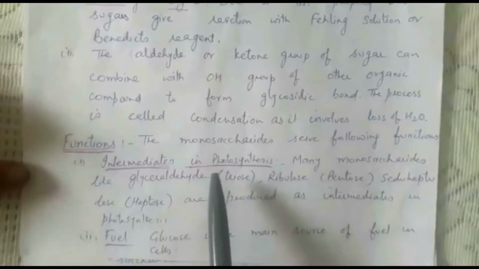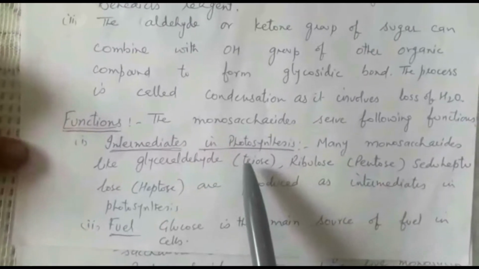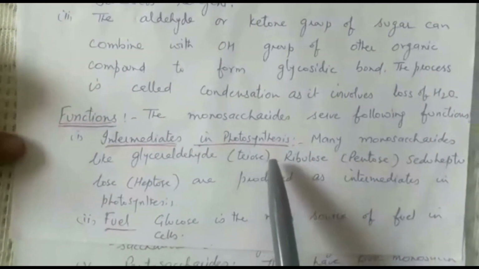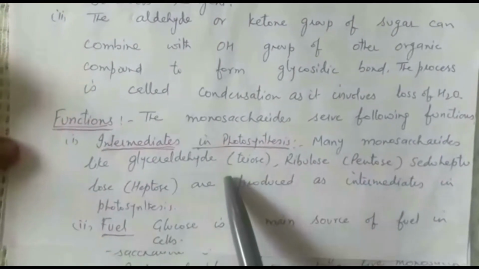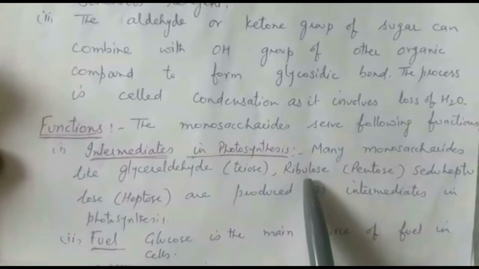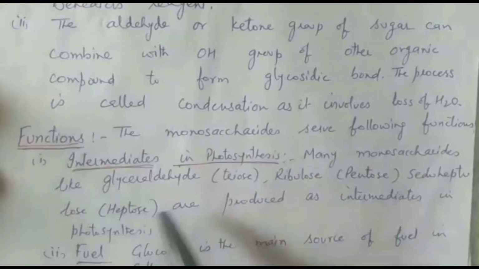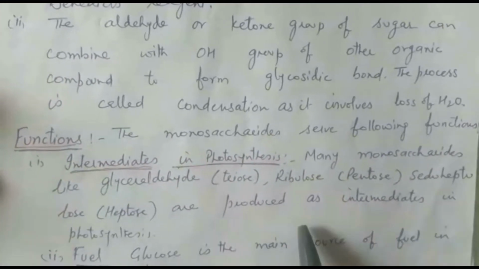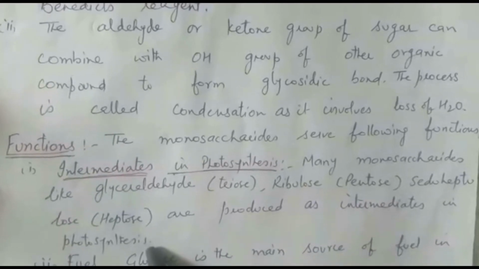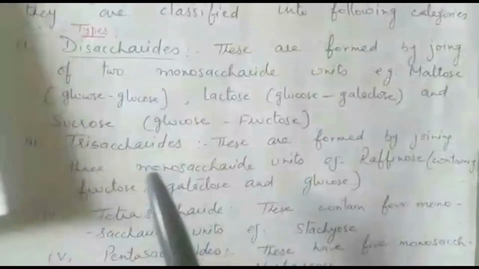What are the functions of monosaccharides? Monosaccharides, as we have studied earlier also, are produced as intermediates in photosynthesis. For example, the triose sugar glyceraldehyde, pentose sugar ribulose, tetrose sugar erythrose, and heptose sugar sedoheptulose are produced as intermediates in photosynthesis. Then glucose is the main source of fuel in the cells, we know.